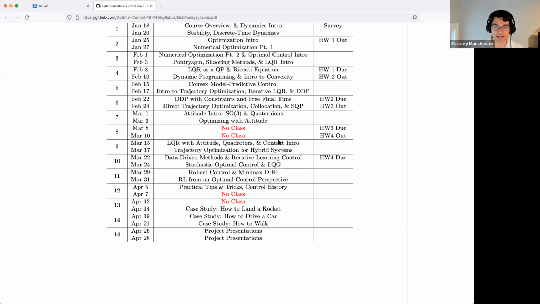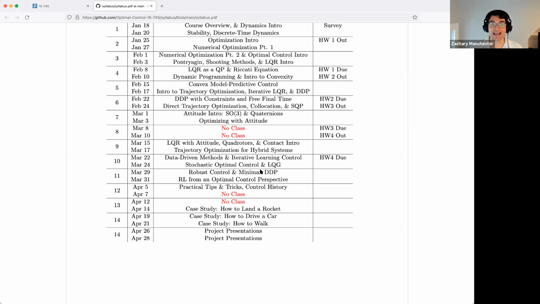So we'll talk about contact systems that make and break contact, a la legged robots and manipulators, and how you do trajectory optimization for those systems. So how you do kind of the Cheetah, Boston Dynamics stuff. Then we'll talk a bit about data-driven methods and what to do when you don't have super good models.